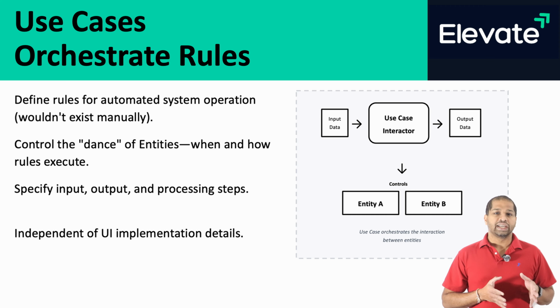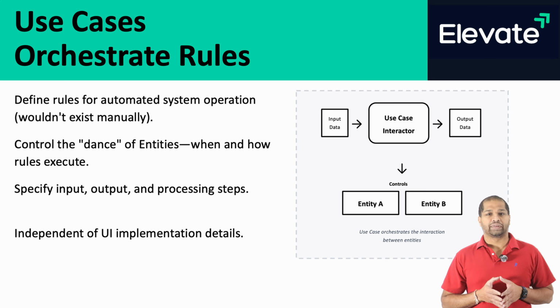Below the entities are use cases. These define the rules for the automated system operation. A use case is an interactor that controls the dance of the entities, specifying the steps for a particular application feature, such as create new loan. They are application specific, unlike the generalized entities.